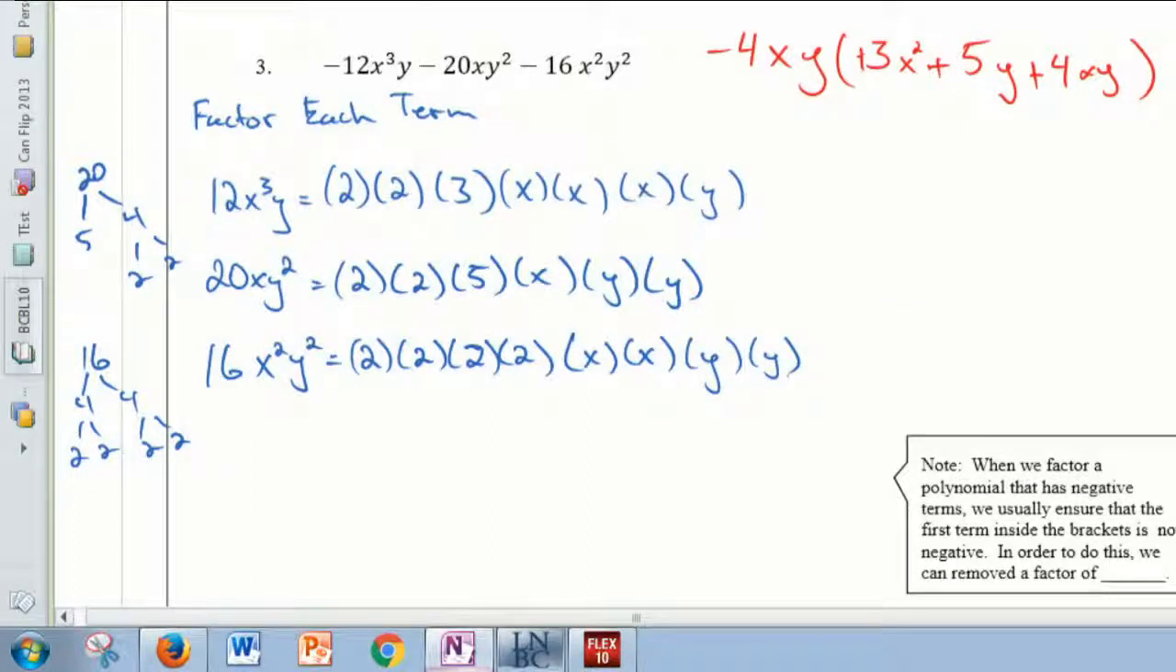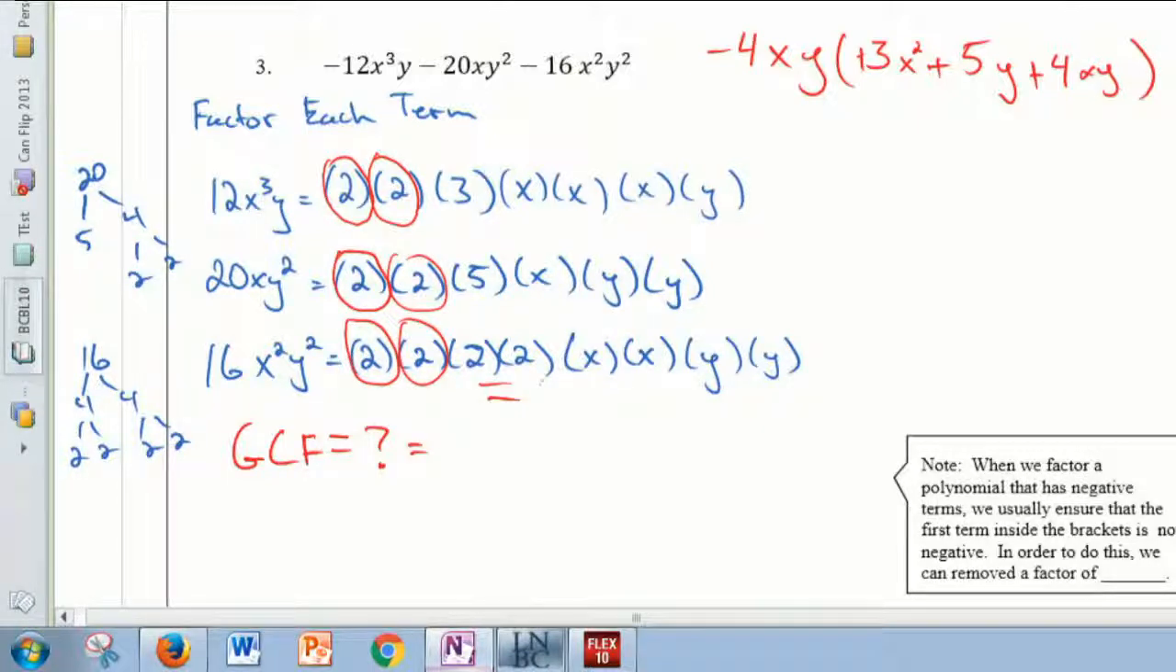So I've done all three of my terms. Now I need to find my greatest common factor. What is common to all of these things? What do all of them have? They all have a 2. Do they all carry a second 2? There's 1, 2. There's two 2's. Yep, they all have a second 2. The 16 has a couple extra 2's, but the ones above don't share that, so we're not going to include that. Do they all have a 5? No, none of them have a 5 other than the middle one.